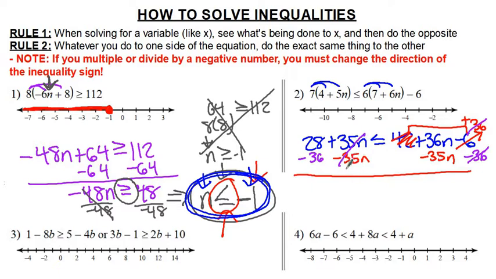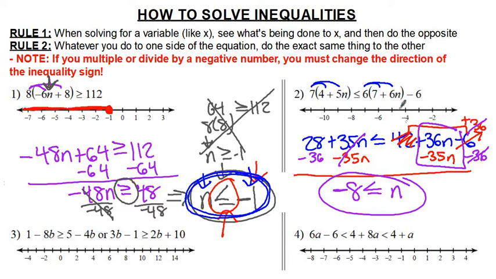Whatever we do to one side, we have to do to the other. So those cancel. So 28 minus 36 is negative 8. We did not multiply or divide by a negative number yet, so we don't have to change that. It's not subtracting that makes it change, it's multiplying or dividing. And then 36n minus 35n is just 1n. So there we have n greater than or equal to negative 8.